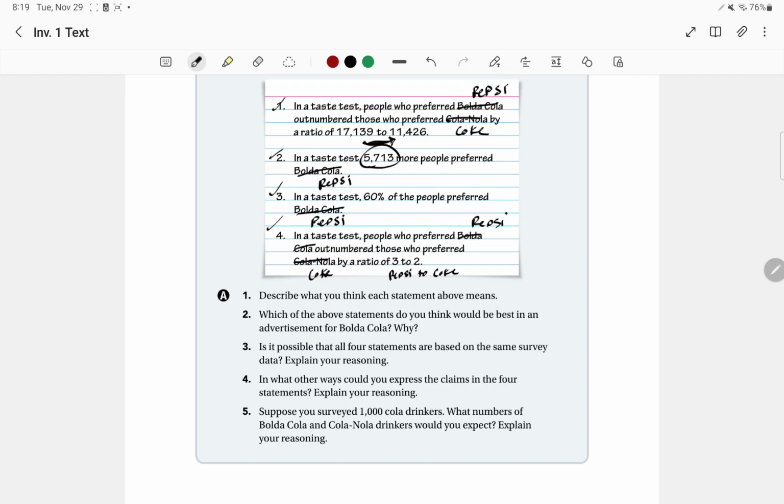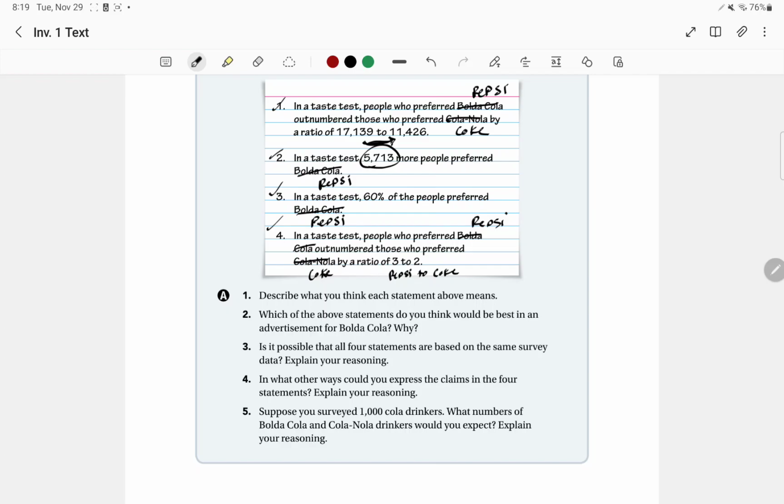Number 3 is using percentages, right? So this is the first time it's not using the actual numbers. It's using percentages. And number 4 is using ratios. It's not using the actual number of people surveyed. It's using a ratio to show you that Pepsi is preferred 3-2.